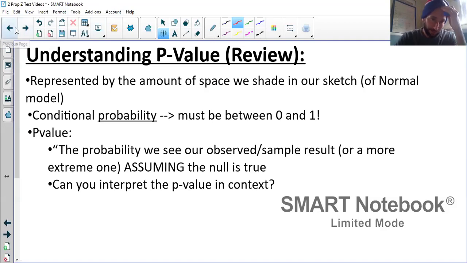Take a minute. Try to write a sentence interpreting the p-value in context.